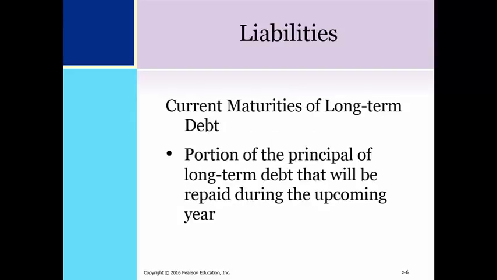Current maturities of long-term debt are the payments on long-term debt that will be due in the upcoming year. For example, a firm that has taken out a 30-year mortgage on a building would show the first year of payments as current maturities of long-term debt, and the other 29 years of payments in the non-current liability section of the balance sheet.